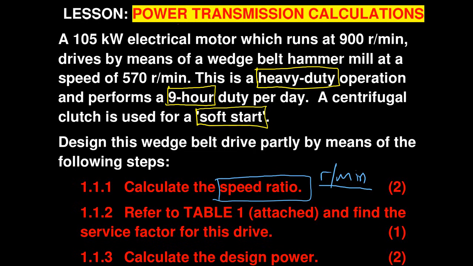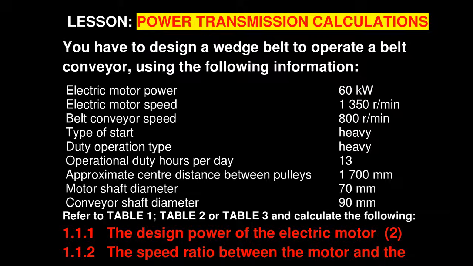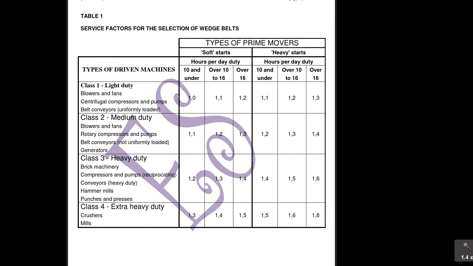So if I go now to my table, they told me it is heavy duty. So now if I can use maybe a straight line, I'm going to cross and say I'm looking under heavy duty. It's better to use that. The next thing, they told me the type of start is soft. So I'm looking under soft start, which is that part. And the next thing they told me it was 9 hours. So I'm looking at 10 and under, and I'm looking at that.